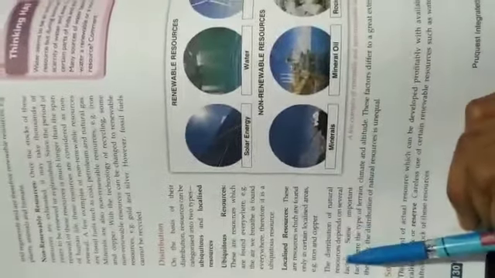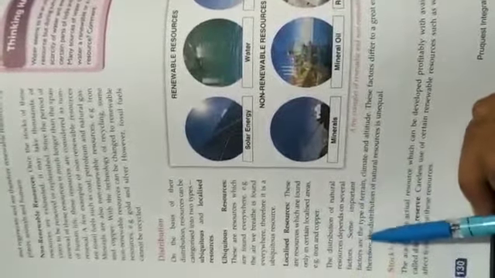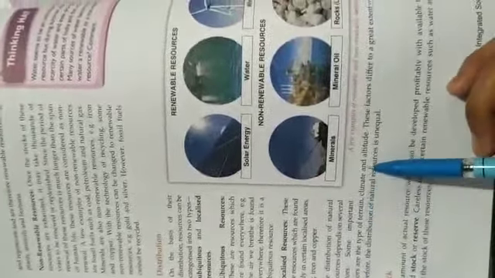The distribution of natural resources depends on several factors. Some important factors are type of terrain, climate and altitude. These factors differ to a great extent over the earth, therefore the distribution of natural resources is unequal.